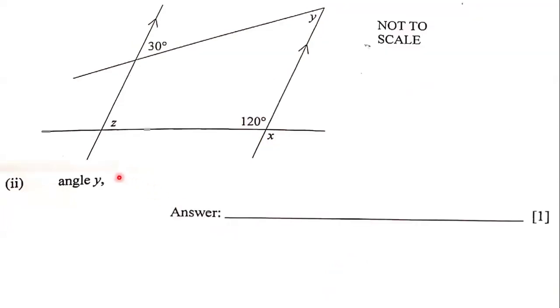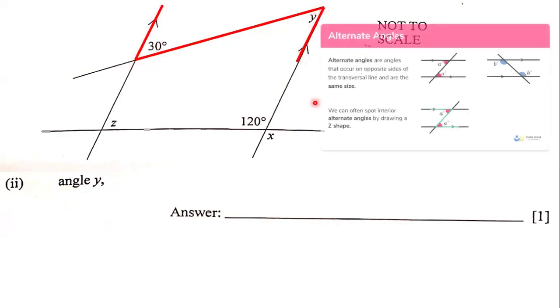Next, our goal is to determine the size of angle Y. Here, notice that we have a Z shape. Now, what does a Z shape indicate? Notice it says here that we can often spot interior alternate angles by drawing a Z shape. So a Z shape can help us to find alternate angles.